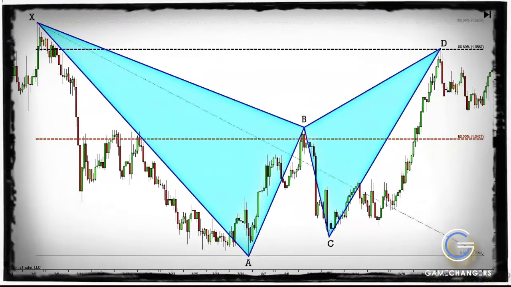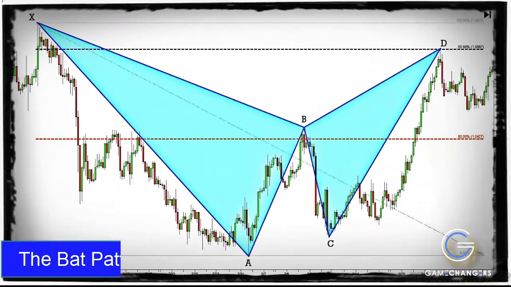Okay, so it's time to introduce you to the bat pattern. Now, the bat pattern isn't as popular or as known as the Gartley pattern. It's not as efficient as, say, a cipher pattern, but this is actually my favorite pattern to trade in the market because it offers such a good risk reward every time we take it.